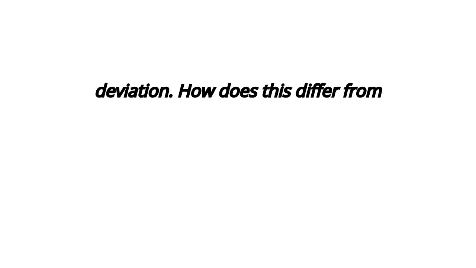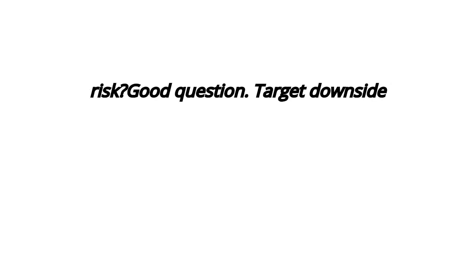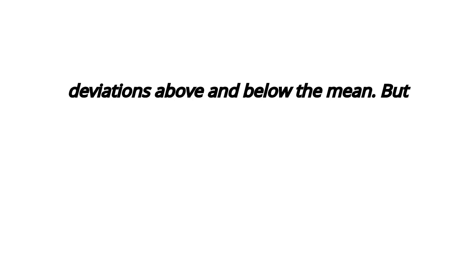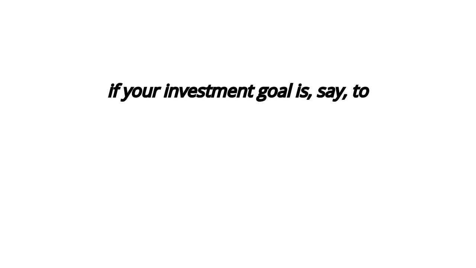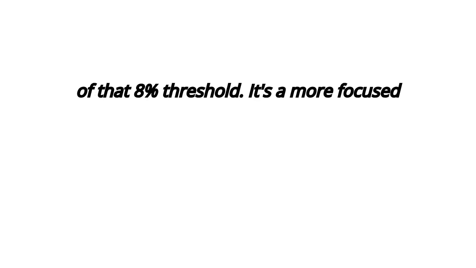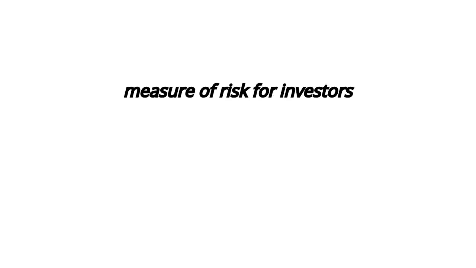Our material also mentions target downside deviation. How does this differ from standard deviation in how it looks at risk? Good question. Target downside deviation focuses specifically on the volatility of returns that fall below a certain target level set by the investor. So only the bad deviations. Kind of, yeah. Standard deviation looks at all deviations above and below the mean. But if your investment goal is, say, to achieve at least an 8% return, target downside deviation will measure the volatility only when returns fall short of that 8% threshold. It's a more focused measure of risk for investors particularly concerned about underperforming their specific goals.